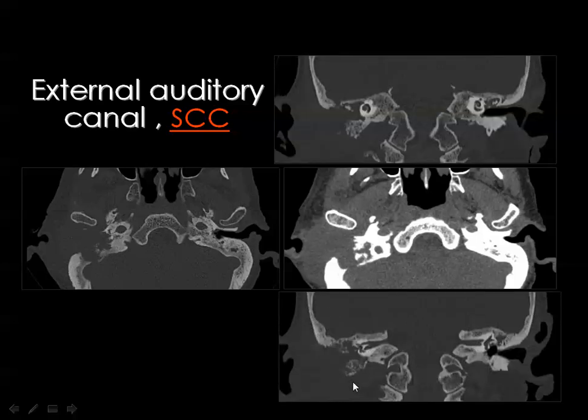And in the coronal images, you can see the extent of bone destruction is involving most of the petrous bone except for some of the inner ear structures as well as the internal auditory canal. You can also see the destruction of the middle ear cavity, and these are the remnants of the ossicles, erosion of the tegmen tympani, and this has been pathologically proved to be a squamous cell carcinoma of the external canal.